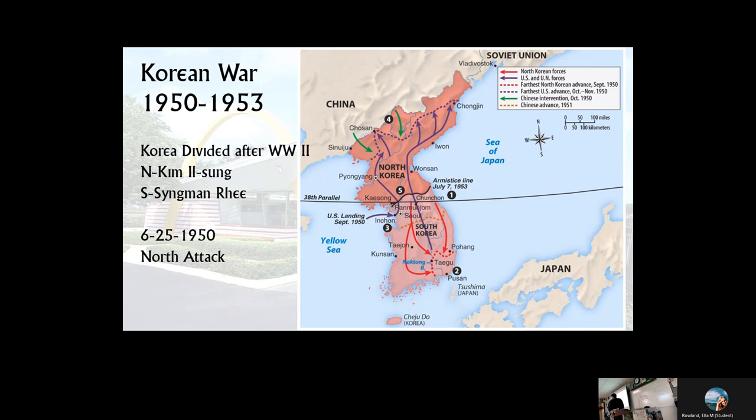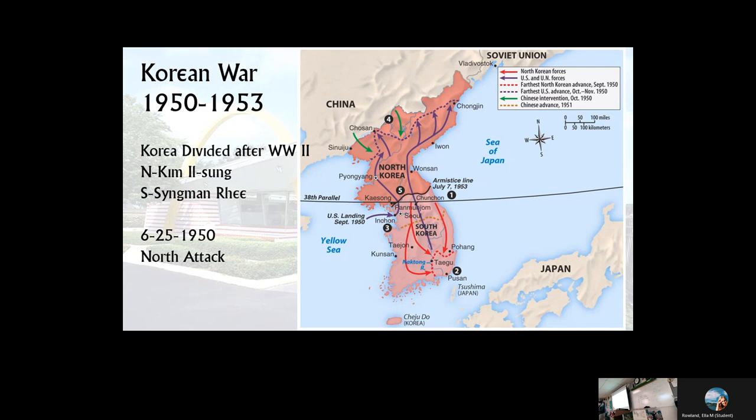June 25th, 1950, the North attacked and took South Korea totally by surprise. Seoul, the capital of South Korea, you notice is just right below the border, which then was the 38th parallel. And Seoul fell really fast. South Korea could not stop the North Korean tanks, and they advanced very quickly, and this caused absolute panic.